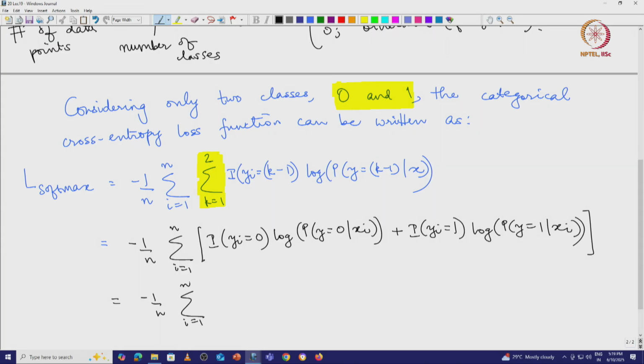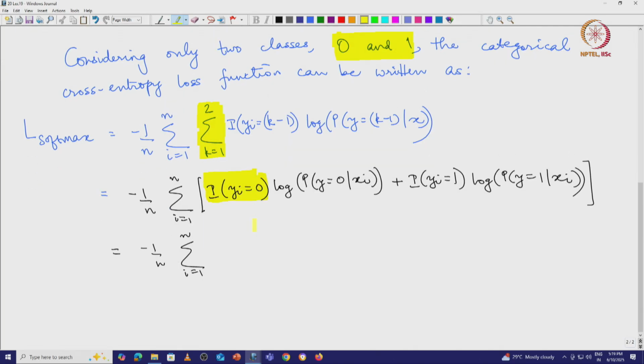So if you want to write down I of yi equal to 0, how does it look? I of yi equals 0 is basically 1 if yi equals 0 and it's 0 if yi equals 1. So immediately you see that this indicator function is 1 if the variable is 0 and it's 0 if the variable is 1.